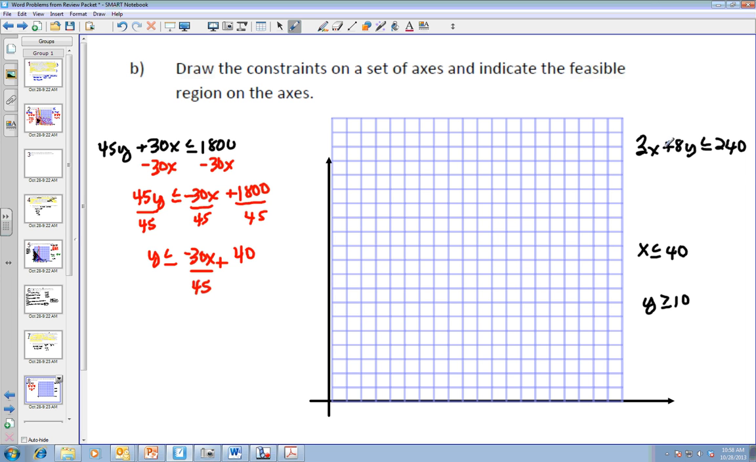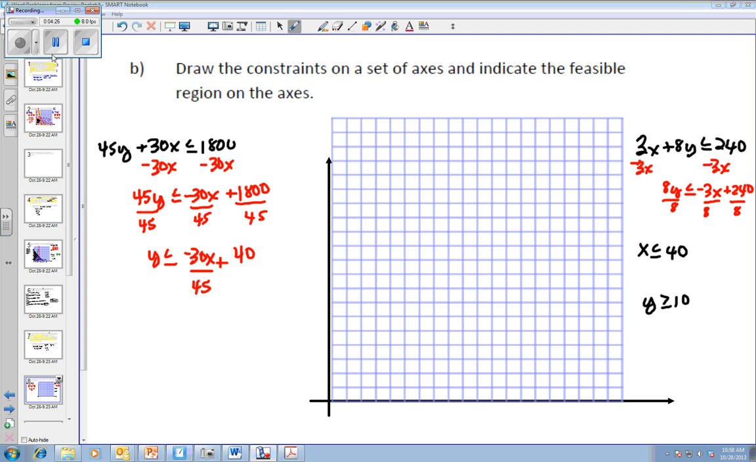And then over here, I'm going to do the same thing, solve for y. Subtract 3x. Y is less than or equal to negative 3x plus 240. And then divide by 8. So I have y is less than or equal to negative 3x over 8 plus 240 divided by 8, which is 30.